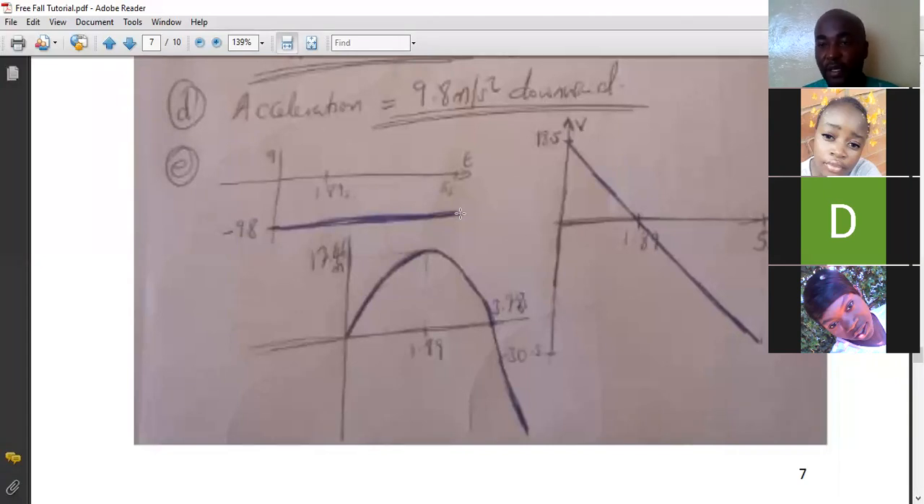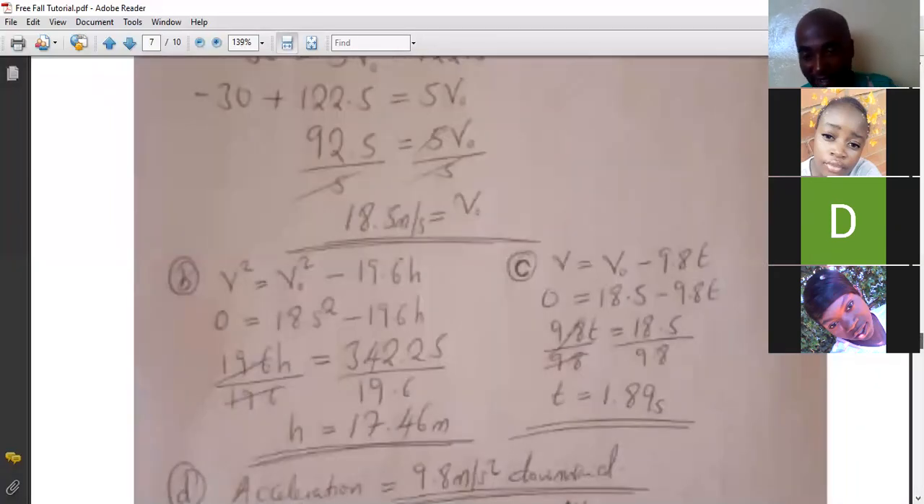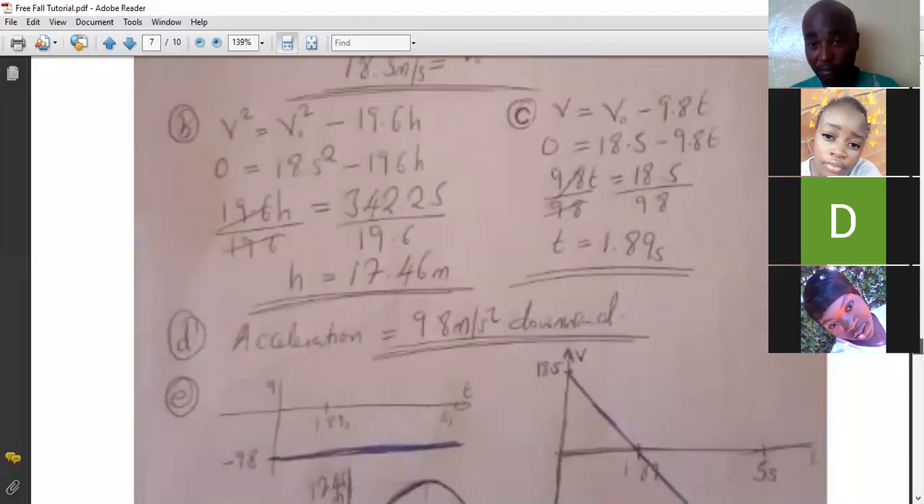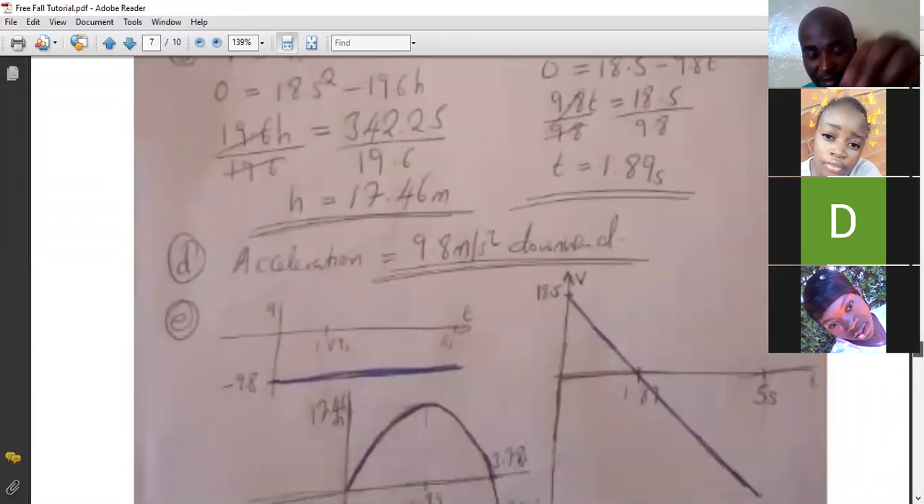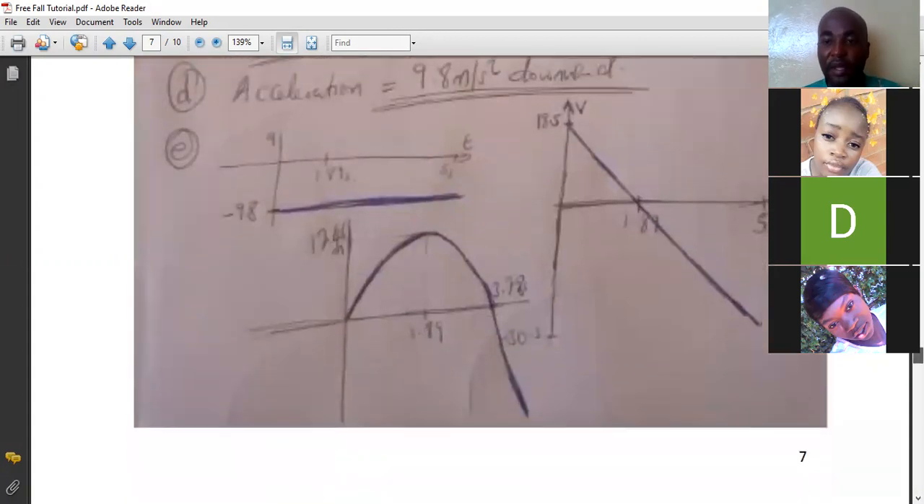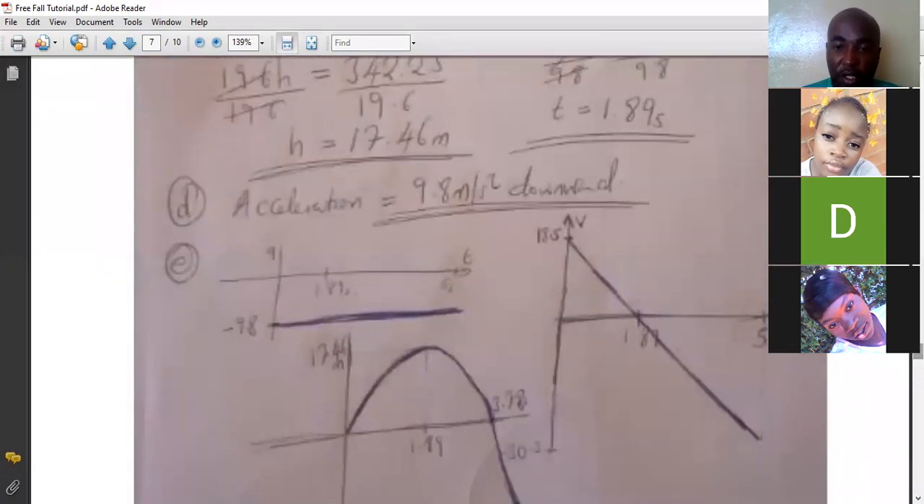For velocity, draw velocity on the y axis and time on the x axis. So remember the time to reach the highest point, which we found, is 1.89. Then 1.89 times 2 is the time it comes back to the cornice. But then now at 5 seconds later. So you mark this point, 18.5, on the y axis. At the highest point, velocity is 0.